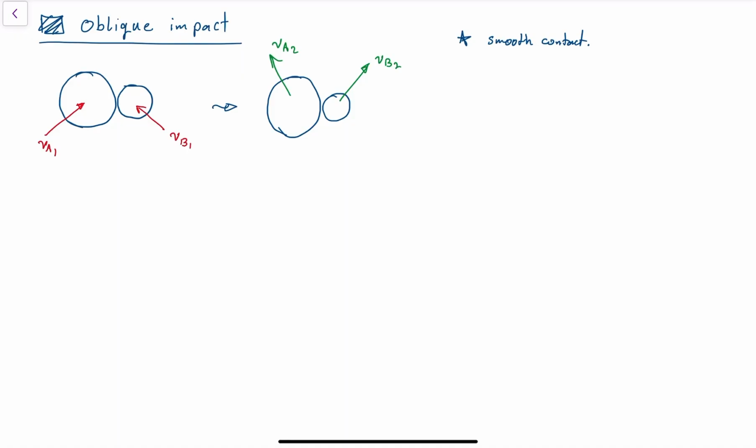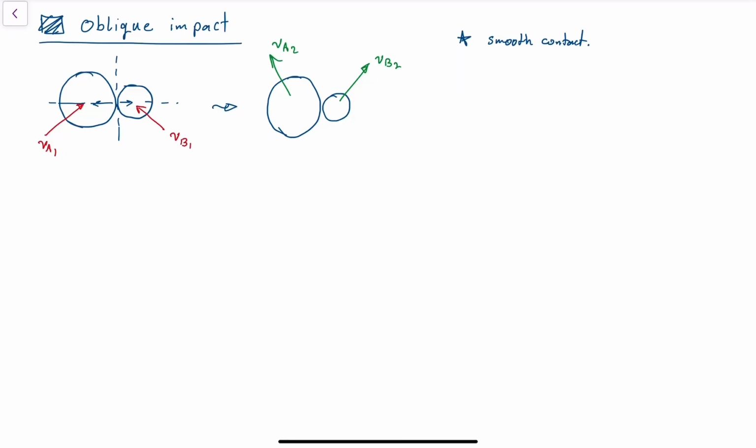Note here that if the contact is smooth and there is no friction, the only forces acting on these bodies are going to be normal forces, normal to the plane of contact. By the definitions that we had, this line is the line that passes through the center of mass and is perpendicular to the plane of contact. So this is the only contact force acting on these objects.